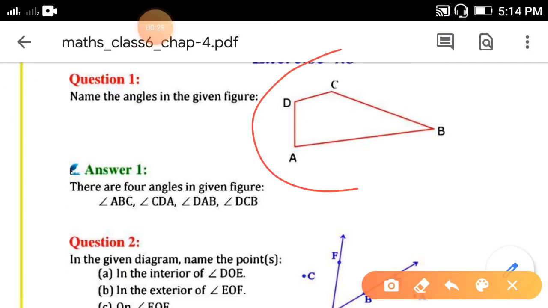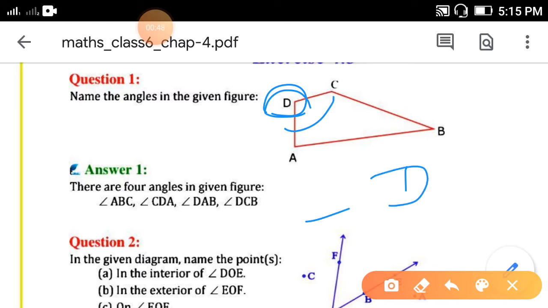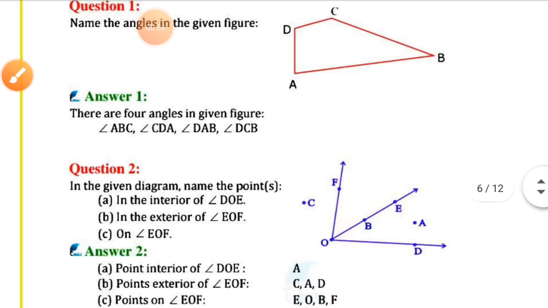So how to write the name of an angle: you have to use capital letters to write the names of the angles. And whatever angle you need to show, that letter you have to write in the middle. For example, you need to show angle D. Then in the middle you have to write D, and here the adjacent letters, A and C. So you can give the name ADC or CDA. This way you have to write 4 names.